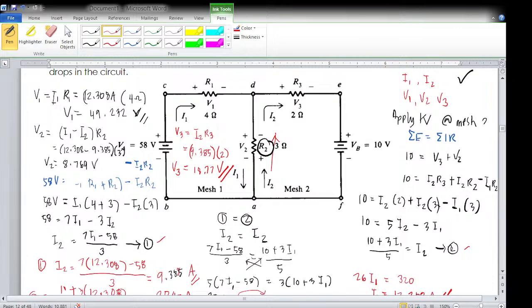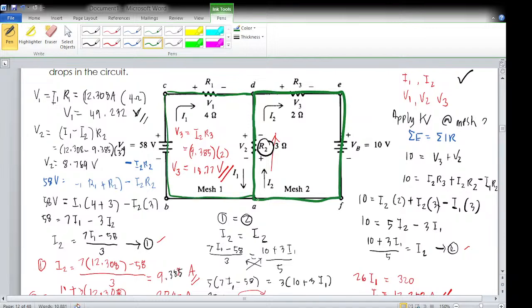Branch. The mesh current, class, is the one in the path here, like this one in mesh 2. The current flowing here, here, here, here, is in this case 9.385. Here, here, until here is 12.308.